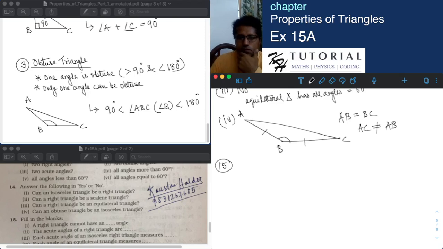Yes, I think so. In an obtuse triangle, if the angle B is an obtuse angle, and if we make the sides AB and BC equal, then I think the side AC will always be greater than the side AB and BC.